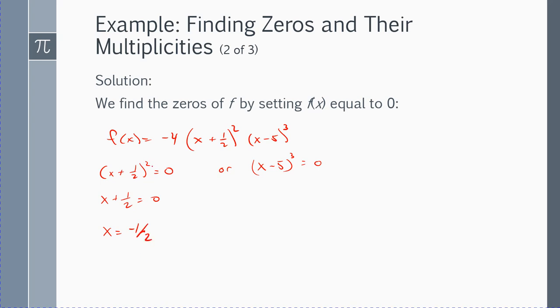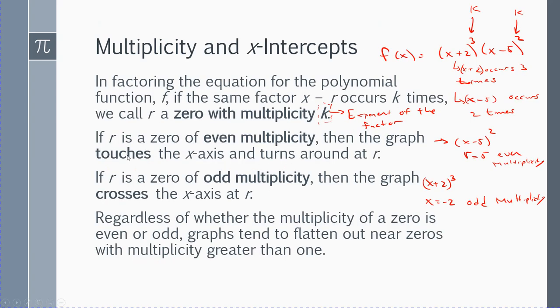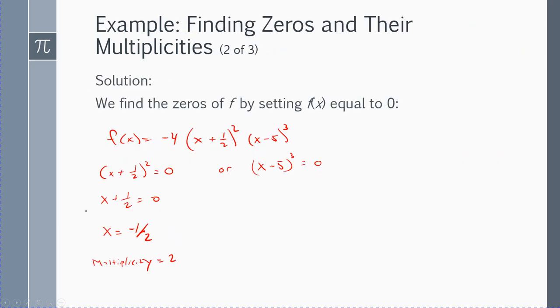But look, you see that it occurred twice, so its multiplicity was an even number. It equals 2. So going back, what happens? What happens at an even multiplicity? It's going to touch the graph and turn around. So it touches at x is equal to negative 1/2 and turns.